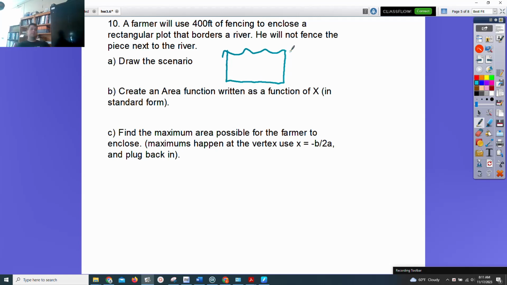It's kind of a lie, too. They actually do tend to put a fence in the river to keep their cattle from going across the river. But anyways, this is the scenario. This is a rectangle.